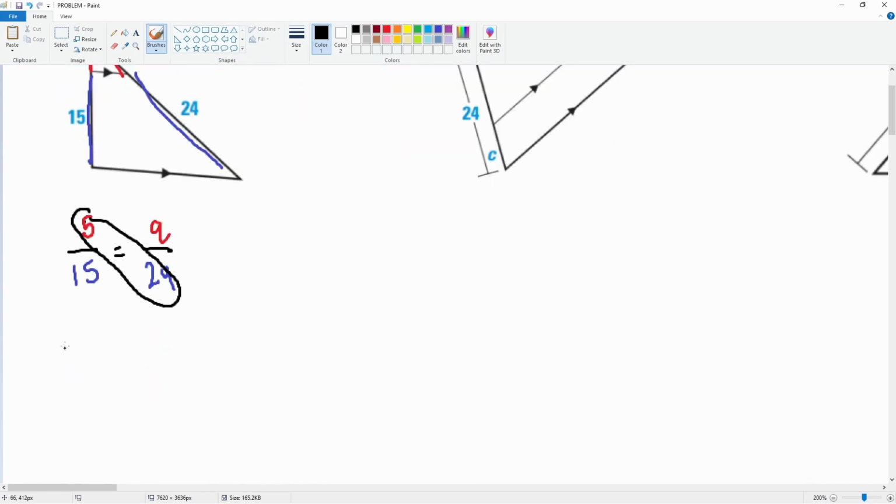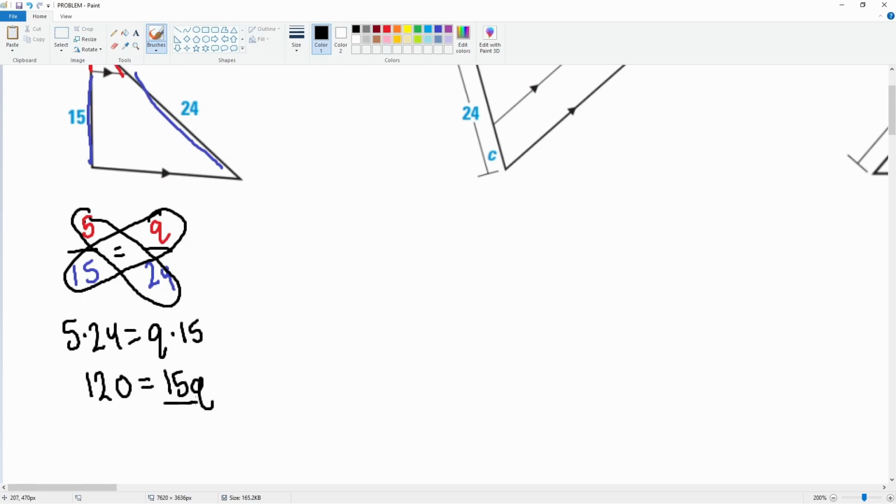5 times 24 is equal to Q times 15. 5 times 24 is 120 is equal to 15Q. Divide 15 to both sides. You get Q is equal to 8. There you go.